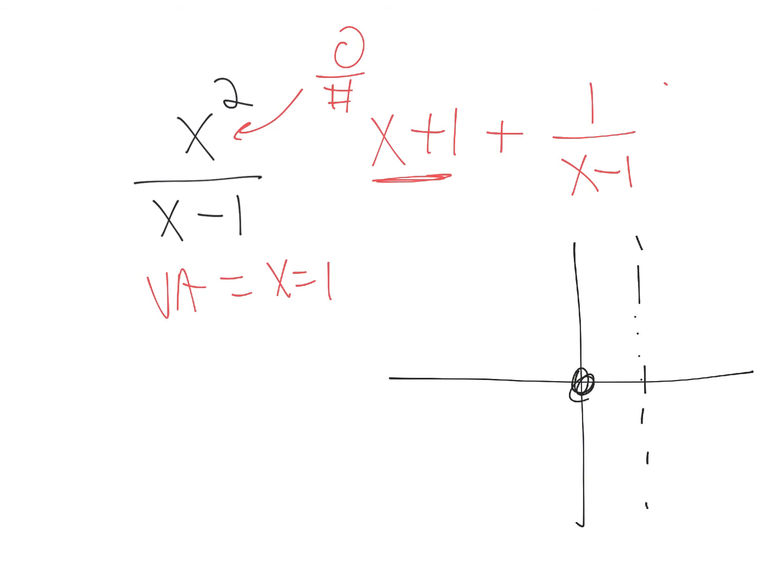Here's my 0. I know that the denominator acts like 1 over x, versus if it was like x minus 1 squared, it would act like 1 over x squared, which acts like this, right? Versus 1 over x usually acts like this. Okay, so we know that.